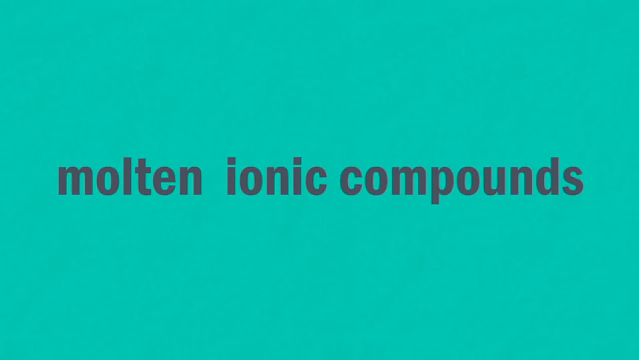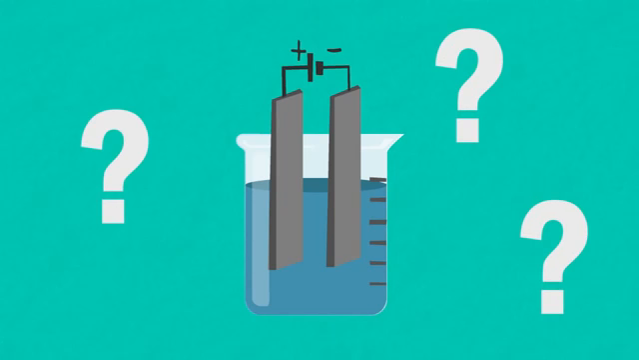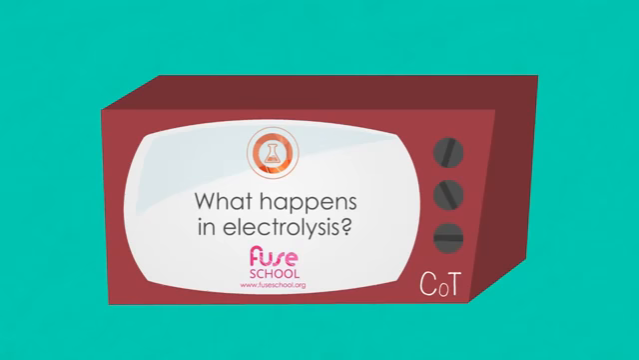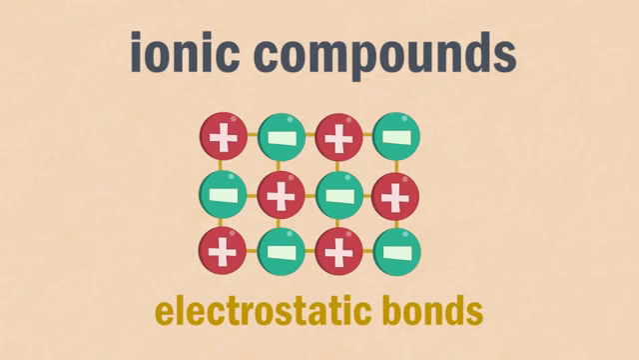This lesson looks at examples of molten ionic compounds and how they can be used in electrolysis. Before going any further, you'll need to know what electrolysis is, and you may wish to refer to our lesson, What Happens in Electrolysis.